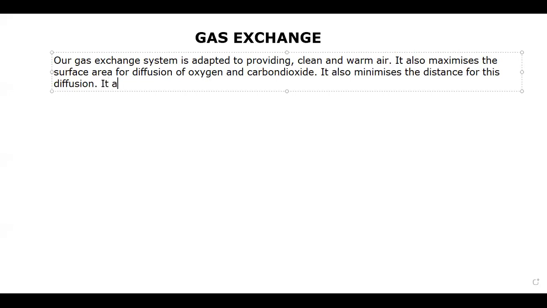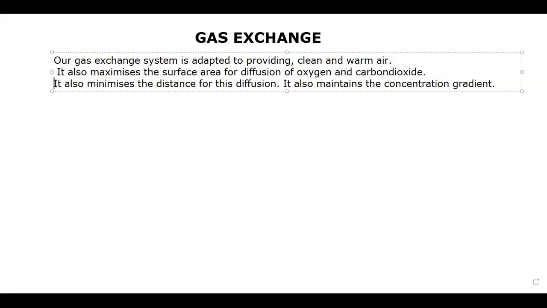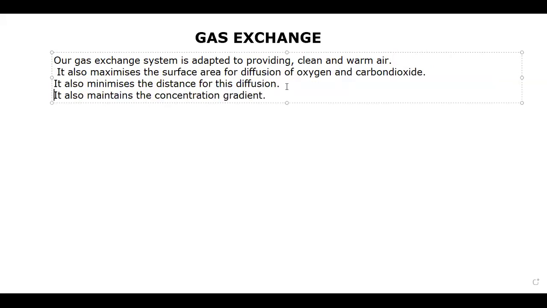And it also maintains the concentration gradient. It makes sure that within the lungs we always have high concentration, and outside the lungs, in the blood system, we always have low concentration. So the rate of diffusion is also very fast. The rate of diffusion takes place very, very quickly.